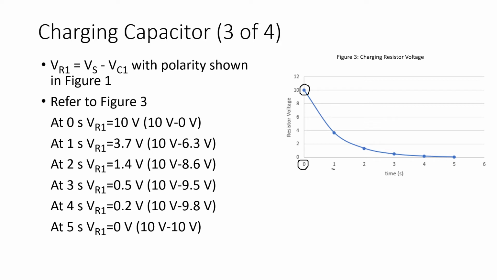At 1 second, the capacitor voltage has increased to 6.3 volts, so the resistor voltage is 3.7 volts. At 2 seconds, the resistor voltage is 1.4 volts. At 3 seconds, the resistor voltage is 0.5 volts. At 4 seconds, 0.2 volts. And we assume at 5 seconds, 5 time constants, the resistor voltage has reduced to 0 volts.